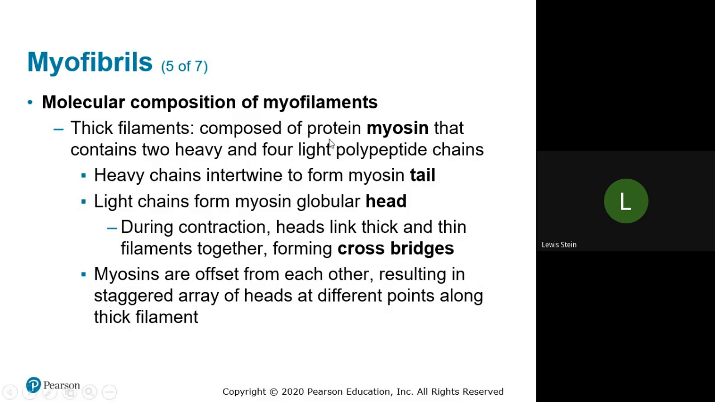Okay, so the thick filament, myosin, 2 heavy and 4 light polypeptide chains. The heavy chains are intertwined. Well, again, whenever you braid something, you impart strength. The light chains form that so-called globular head. The heads link thick and thin filaments. Cross-bridging is the phenomenon. Myosins are offset, so they're not in alignment.